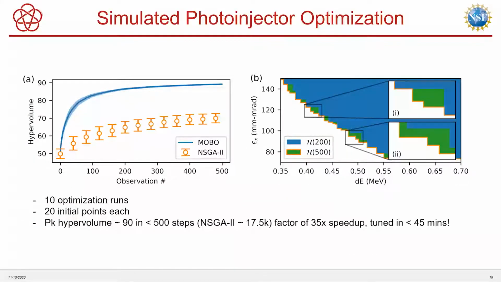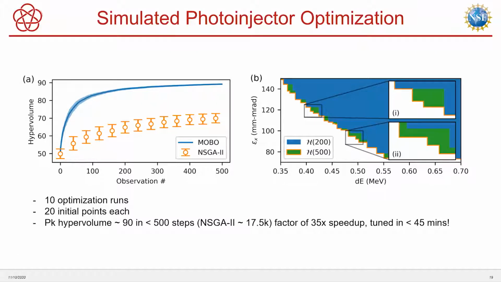And so this is the result. On the left here, I've plotted the Pareto front hypervolume as a function of the number of observations. In blue, we see the MOBO case, which quickly rises and then plateaus around 90. In this case, all of the objectives are normalized, so these are normalized units.